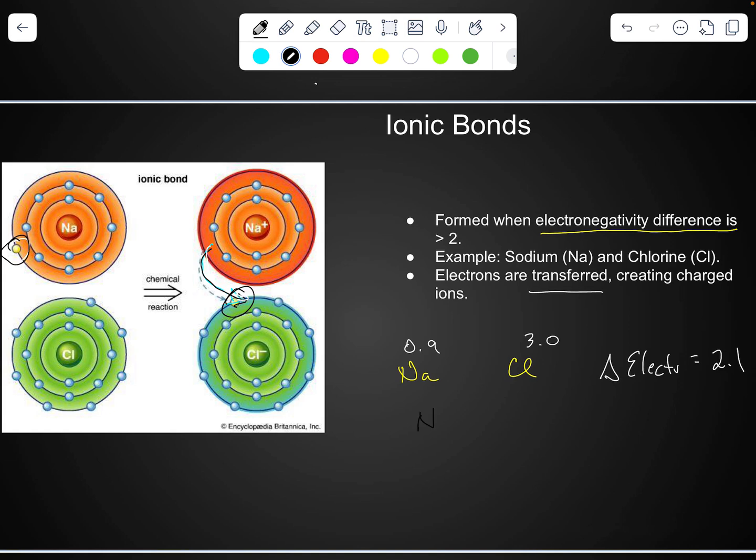We end up having sodium ion positive and chloride ion negative. This positive and negative attraction is a very strong force making the compound sodium chloride. This is an electrostatic form of attraction where opposites attract. So positive ions, cations, are being attracted to anions. And it's because the electrons have been transferred.